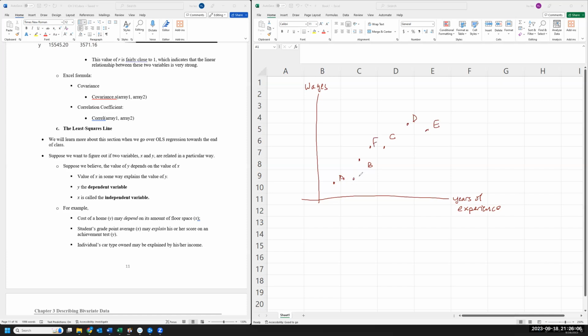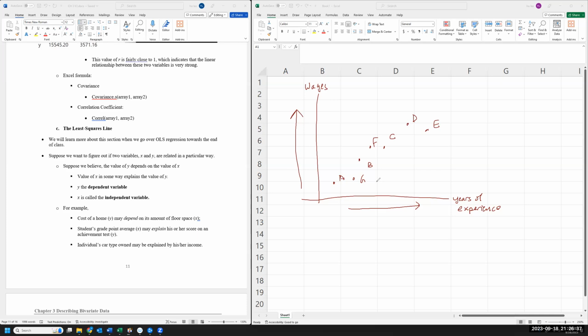And we would probably see something like this if we plotted the points. We would see the data in an upward sloping kind of relationship. What that basically means is that as the years of experience goes up, likely the wages of this individual goes up. And that probably makes sense. The more years of experience you have on the job, likely you're going to get paid more on average.